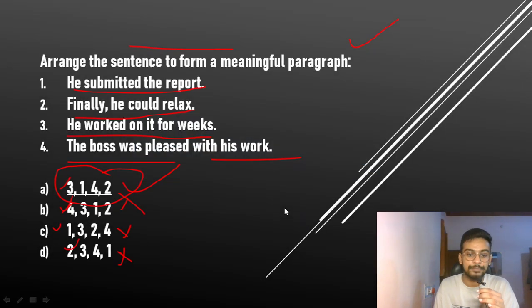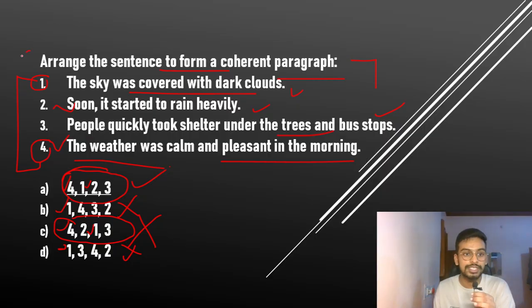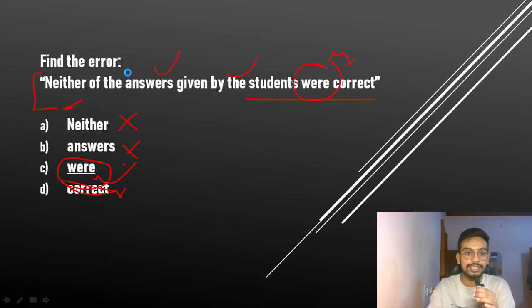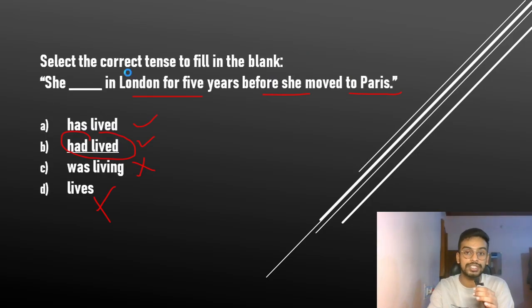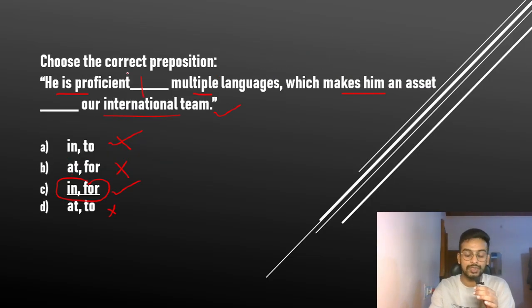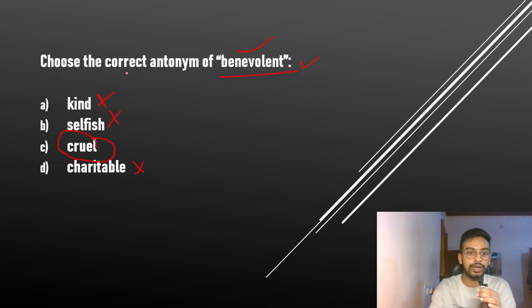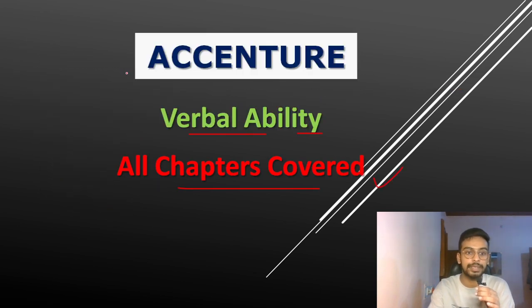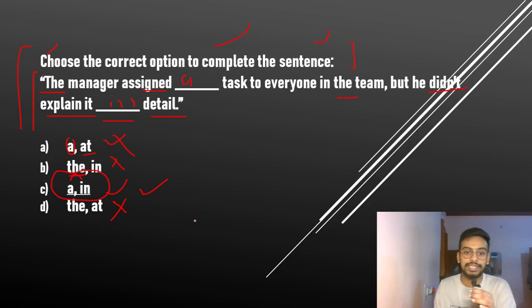So in this way you can solve these paragraph questions. In this video I have covered mostly questions asked in the latest exam of Accenture, and in the next part I will cover more questions on verbal ability. Till now you can practice like this. You can practice antonyms and synonyms, fill in the blanks, and paragraphs also. The option elimination technique is a very amazing technique. Most questions will be solved by this technique.